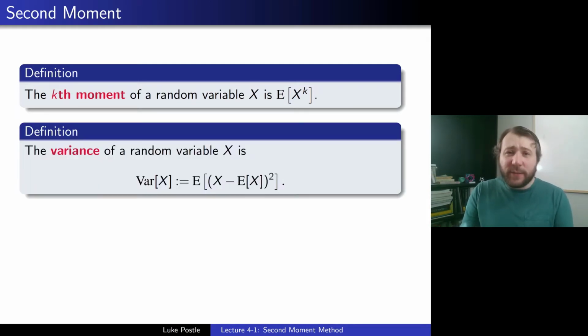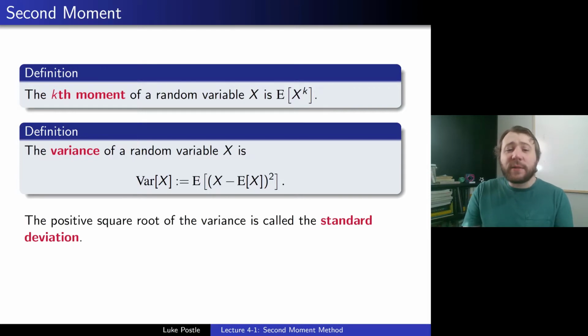Now that's related to another well-known probability term known as the variance. The variance of a random variable X, denoted Var of X, is the expectation of (X minus E of X) squared. So what is that? That's the average of the squared distance from the mean.